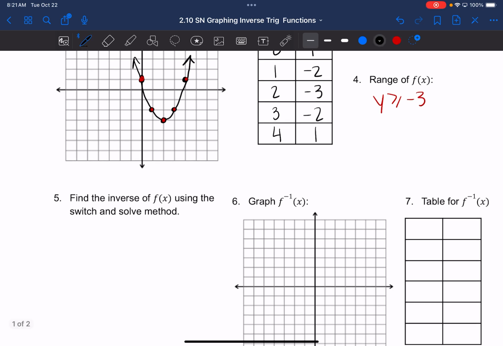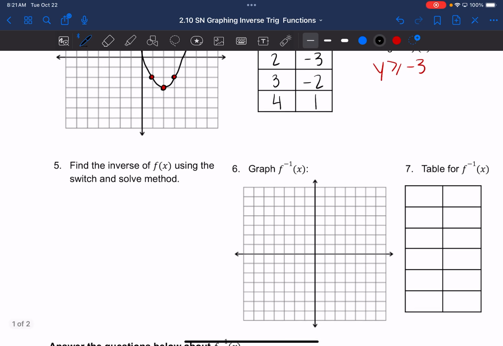Okay. So with this information in mind, it now says to find the inverse of this function. If you're coming up with the equation, it says you can find the inverse of f of x by using the switch and solve method. So you probably did some of this in Algebra 2. But remember, all you have to do is switch the x and the y in the equation and solve for y, and that's going to give you the inverse of your original function.